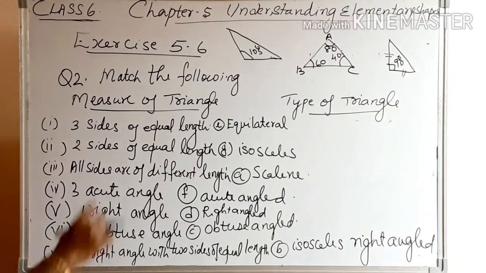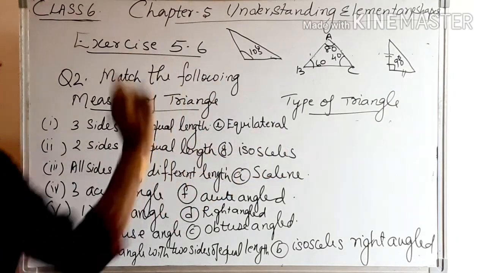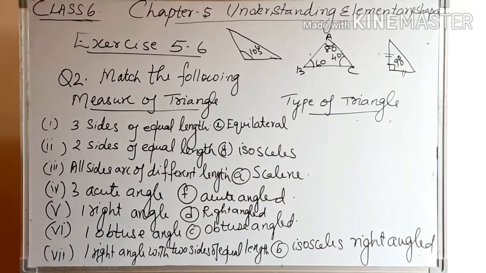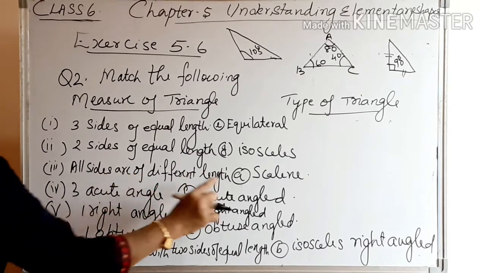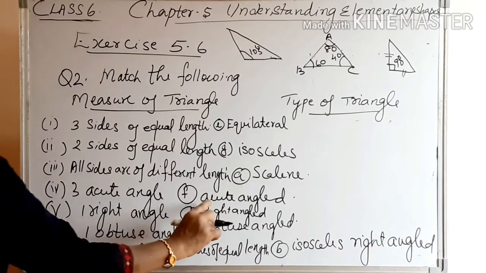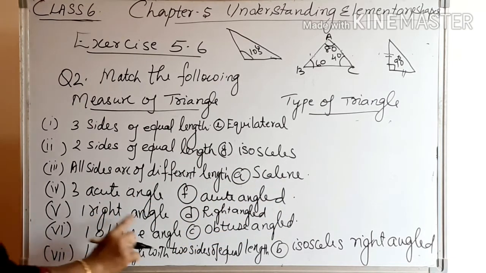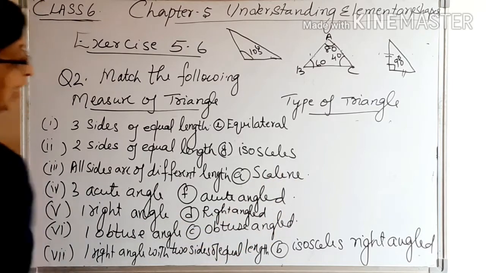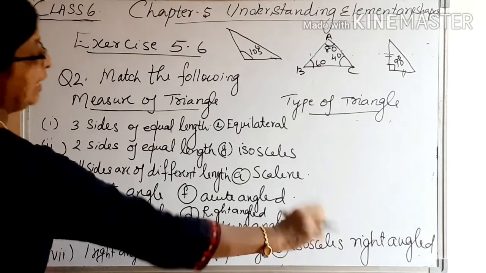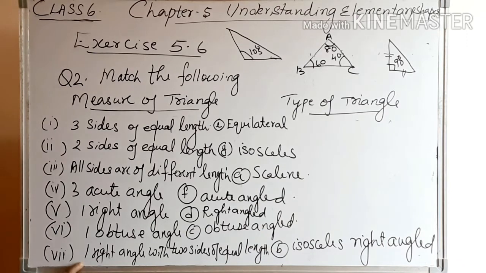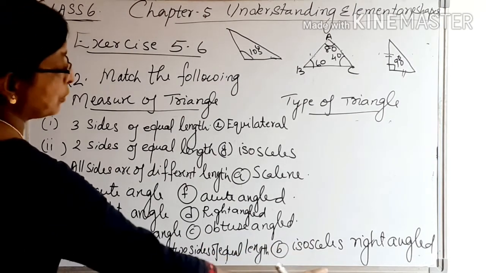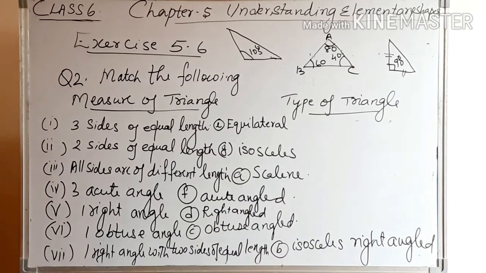This is the answer. 3 sides of equal length, that is equilateral triangle. 2 sides of equal length, that is an isosceles triangle. All sides are of different length, scalene triangle. 3 acute angled triangle. 1 right angle, that means right angled triangle. 1 obtuse angle, that means obtuse angled triangle. The last one, right angle with 2 sides of equal length means isosceles right angled triangle. Is that clear?